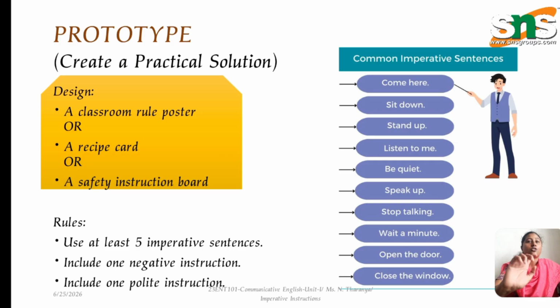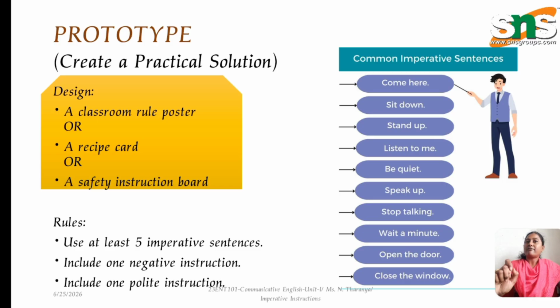Positive imperatives are: close the window, write your name. The negative imperatives are: don't shout, do not waste time. Polite imperatives are: please pass the book, kindly wait here. We have already seen these structures in the previous video, and we have also seen another thing that is not mentioned here, that is the negative polite imperative: please do not do this. I kindly request you to not indulge in this. So, these are negative polite imperatives. Now, let us get into this prototype.